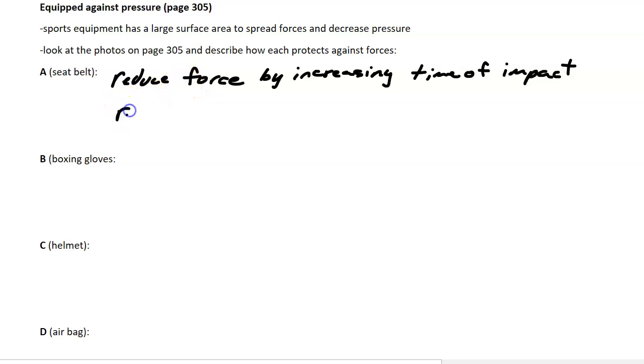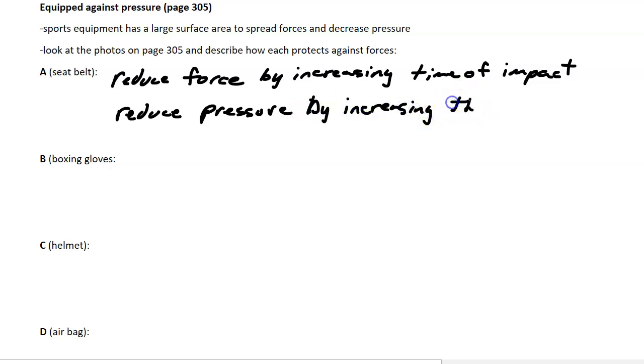Now, the other thing this is going to do is reduce the pressure by increasing the area.